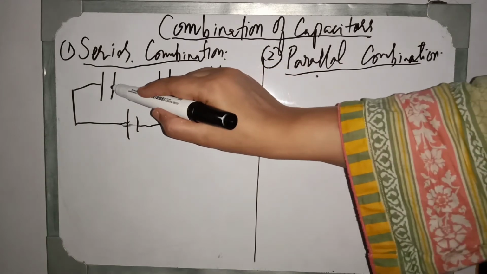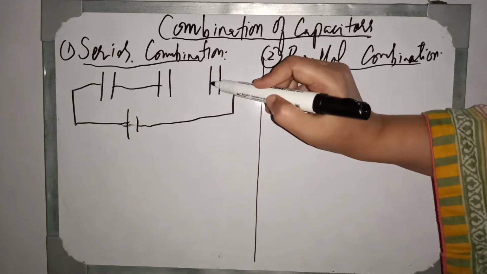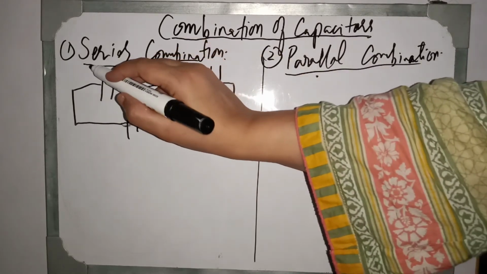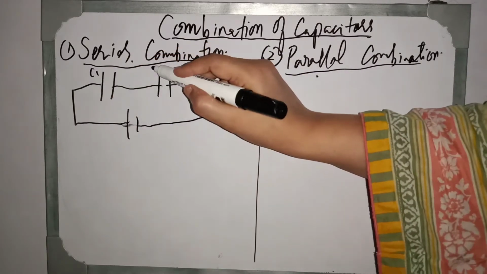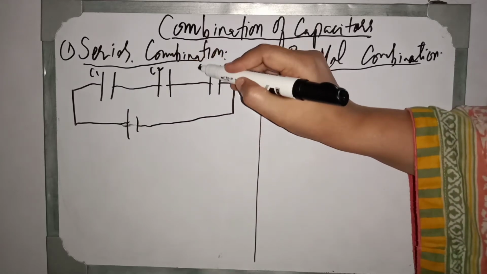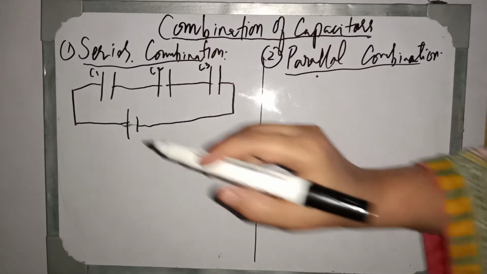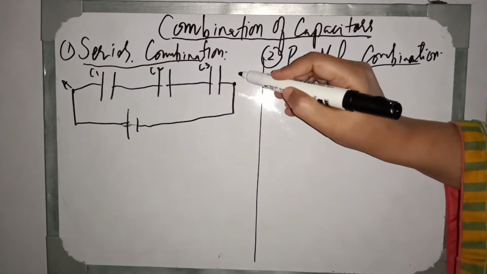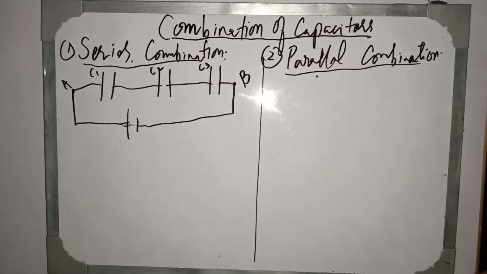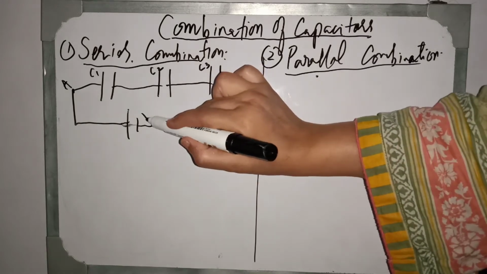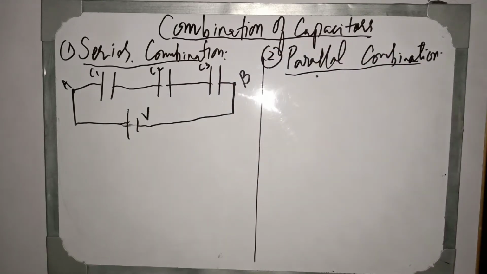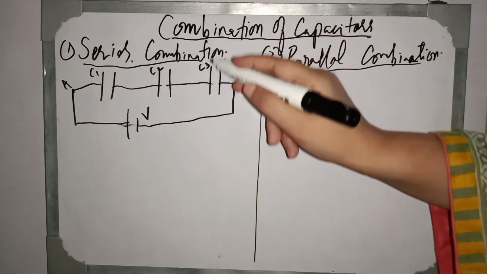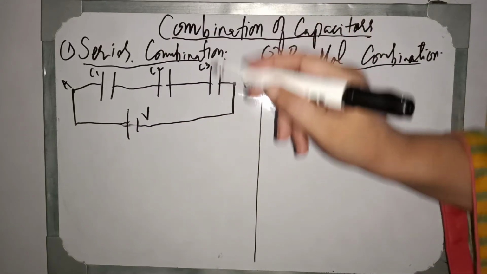This is capacitor 1, C1. The second is called C2 and the third is C3. So this is C1, this is C2, this is C3. This point is point A, this point is point B. The potential applied by the battery is V. In this way, we have connected three capacitors C1, C2, C3 in series with each other.